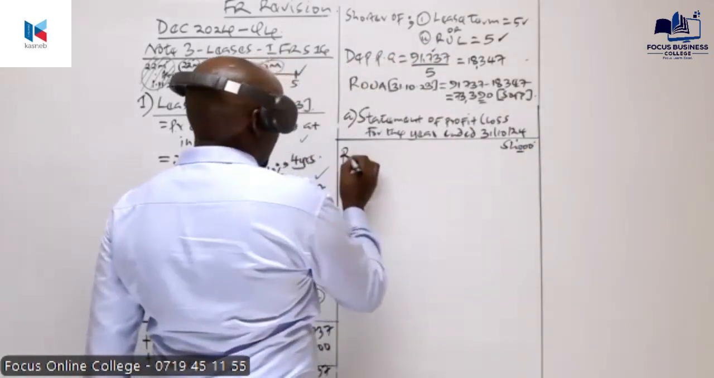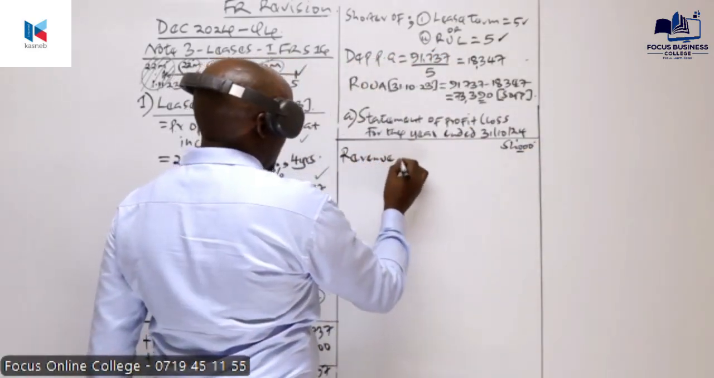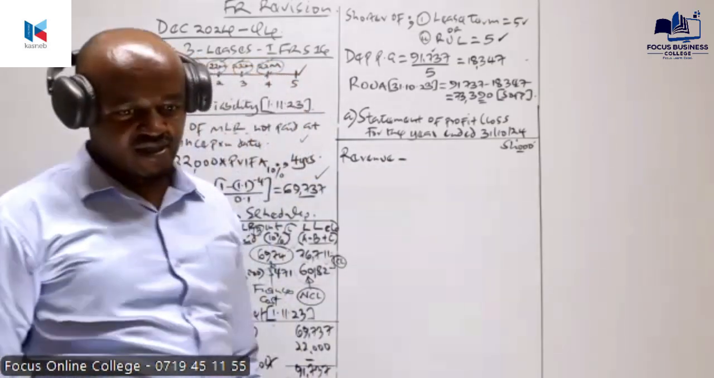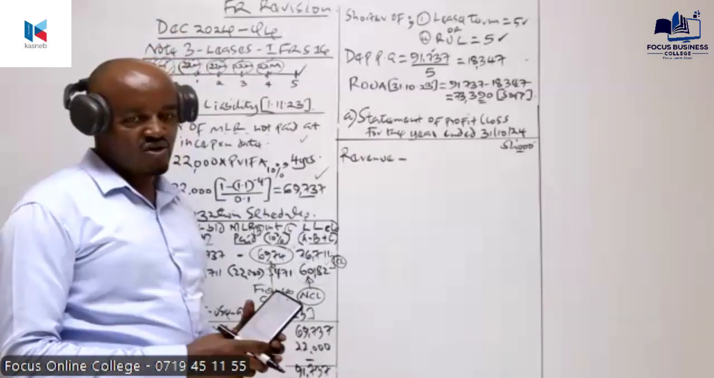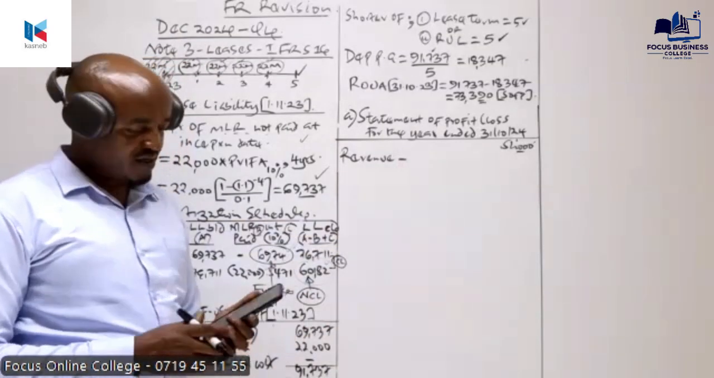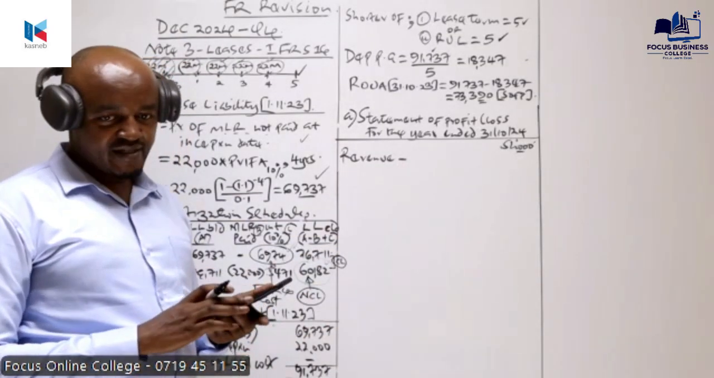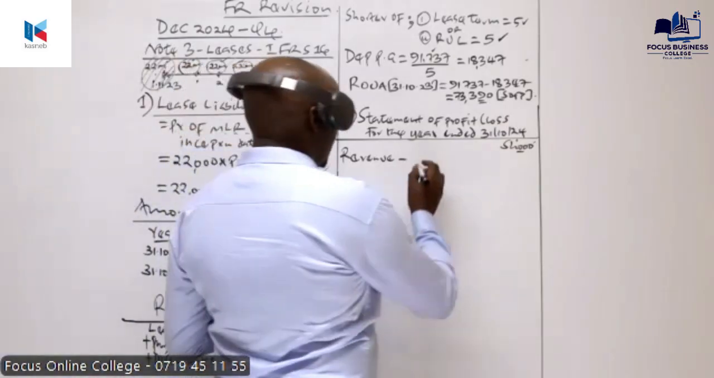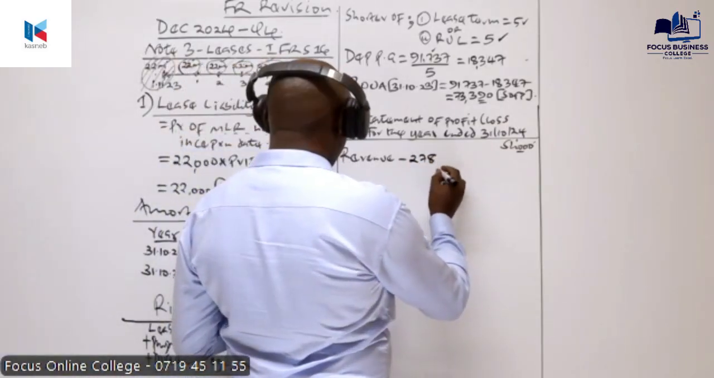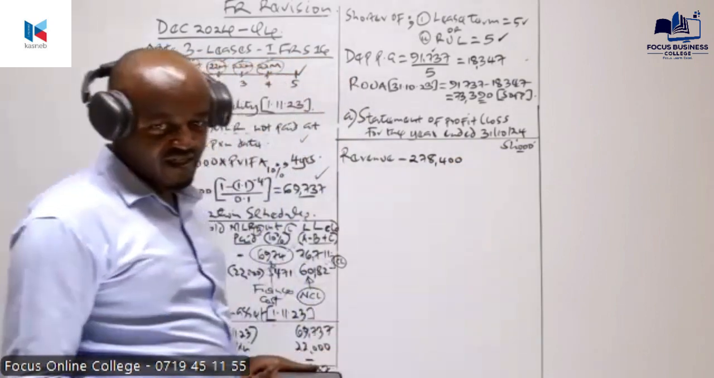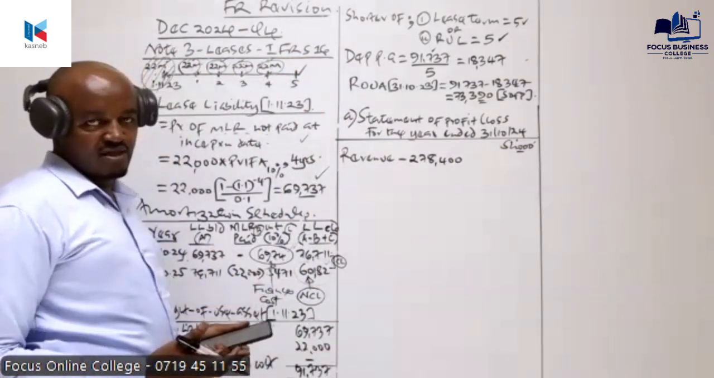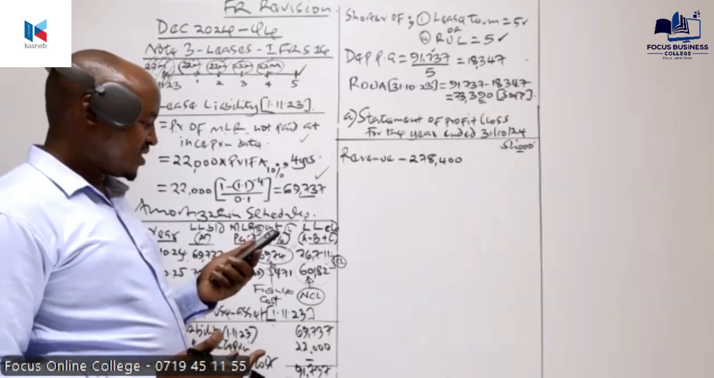And always we start with the revenue. Remember, we said as you come up with a skeleton, record the values you're given in the trial balance here. So the revenue is the first item in the trial balance, which is 278,400. If for example you leave it at that point, it will still be marked. Just leave it there.